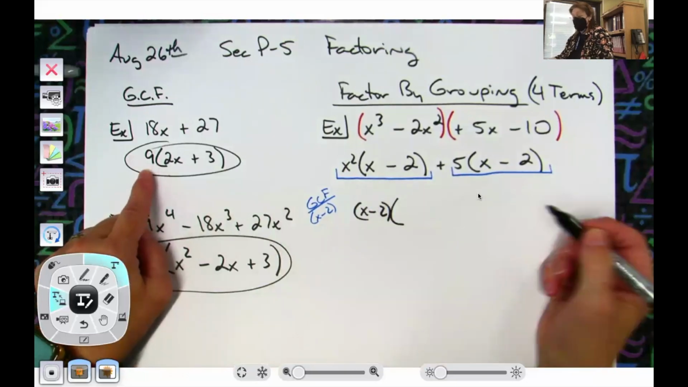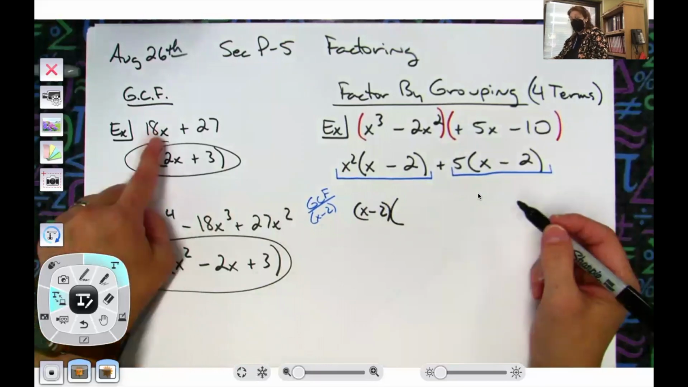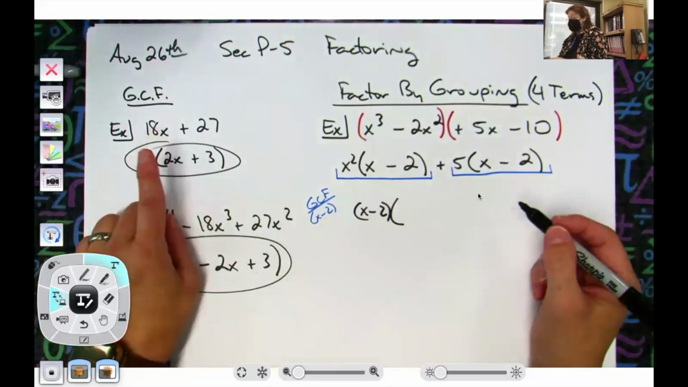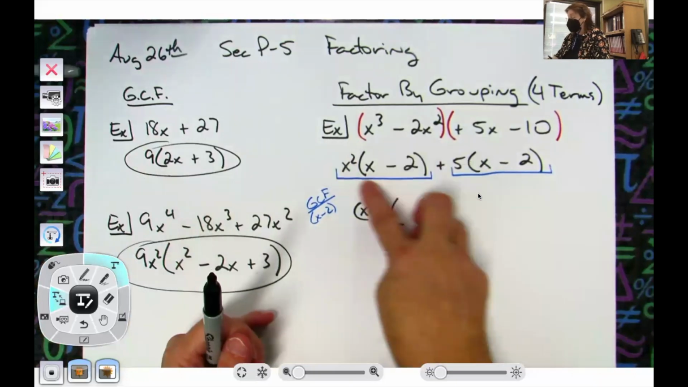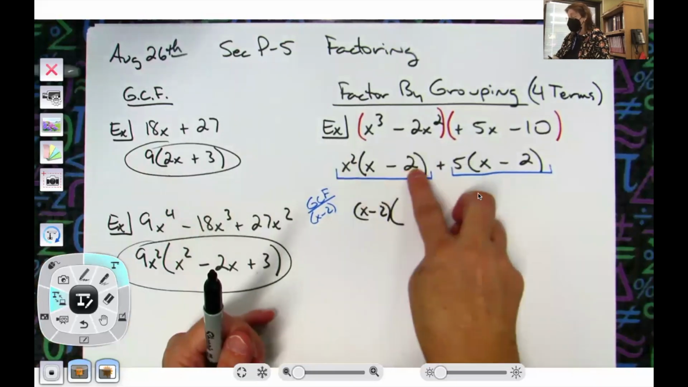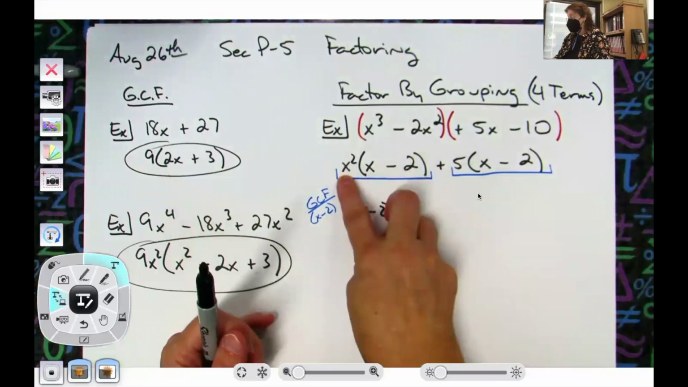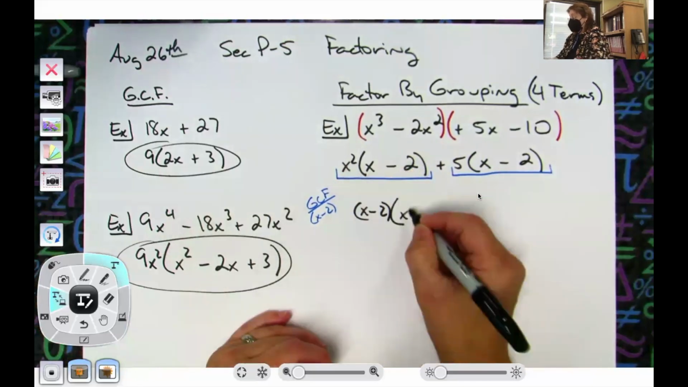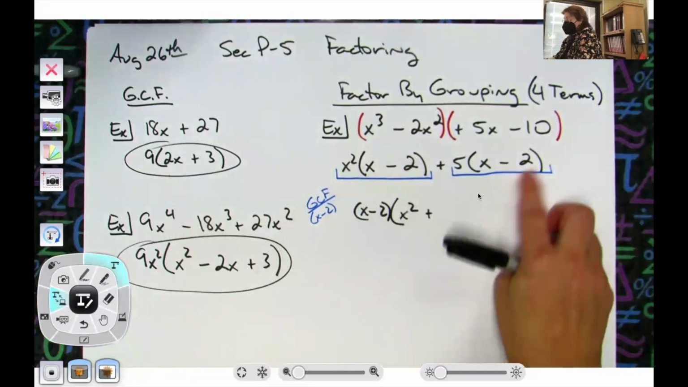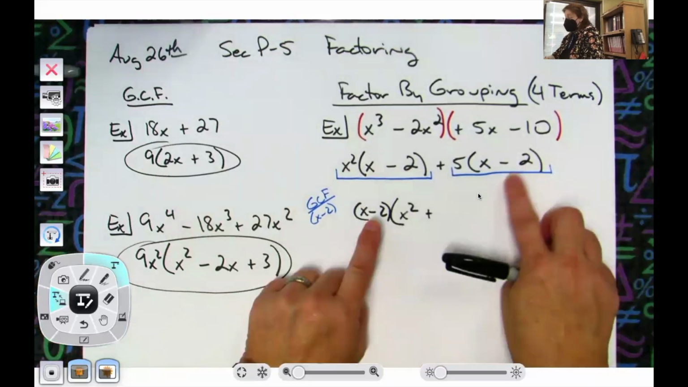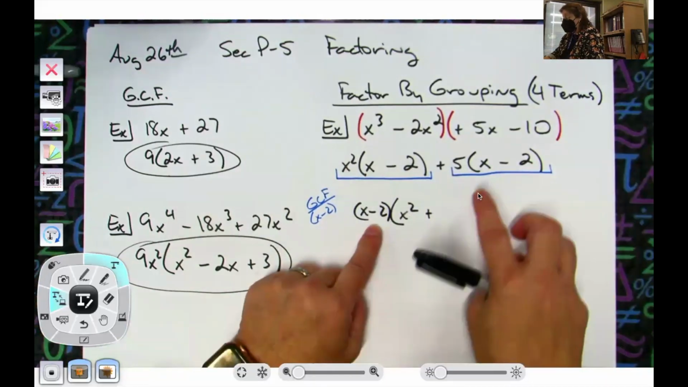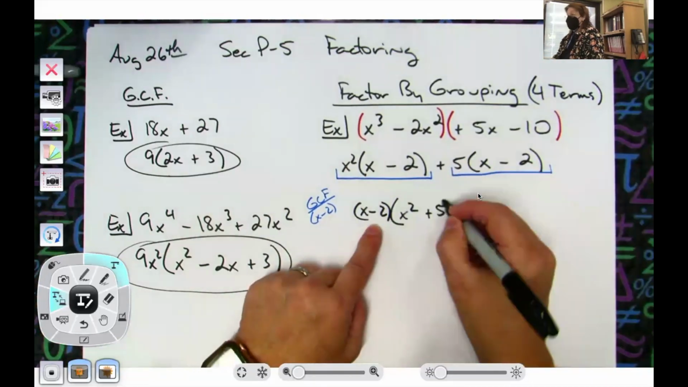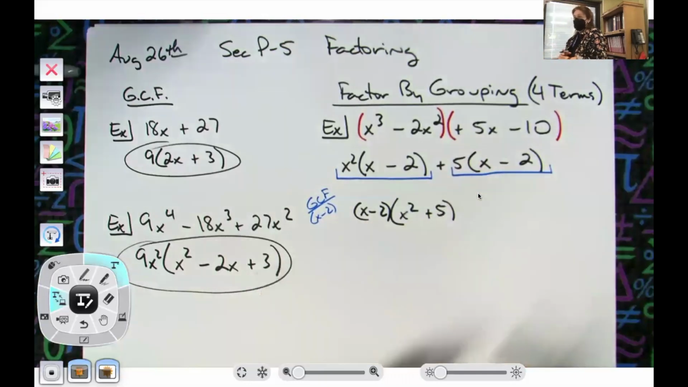And then what do we do here? We have the 18x, we took out the 9, that left us with the 2x. If I'm looking at this as a term and I take out the x minus 2, it leaves me with the x squared. Then we write down the plus sign. Here's my second term. If I factor out that binomial, what's left in this term? The 5.